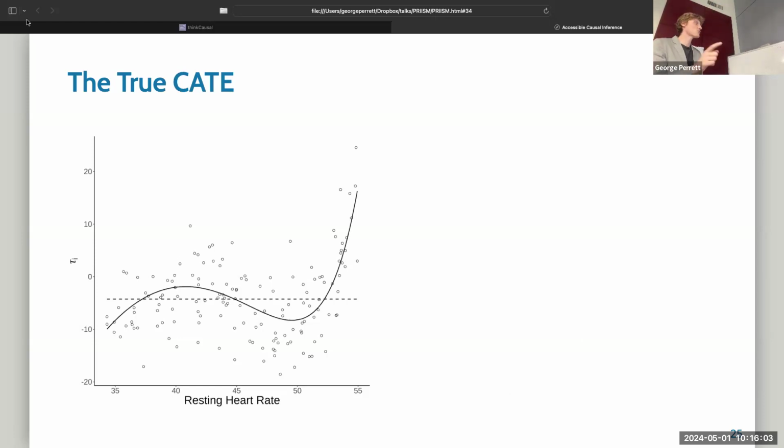I can also look at the true CATE. And so there's quite a bit of heterogeneity. For faster runners, the shoe works. But once we cross some threshold around a resting heart rate of 52, 53, hypershoes actually become harmful. And we see that by the positive values over here. So these runners have a negative impact. Hypershoes are iatrogenic, meaning they cause harm to them.